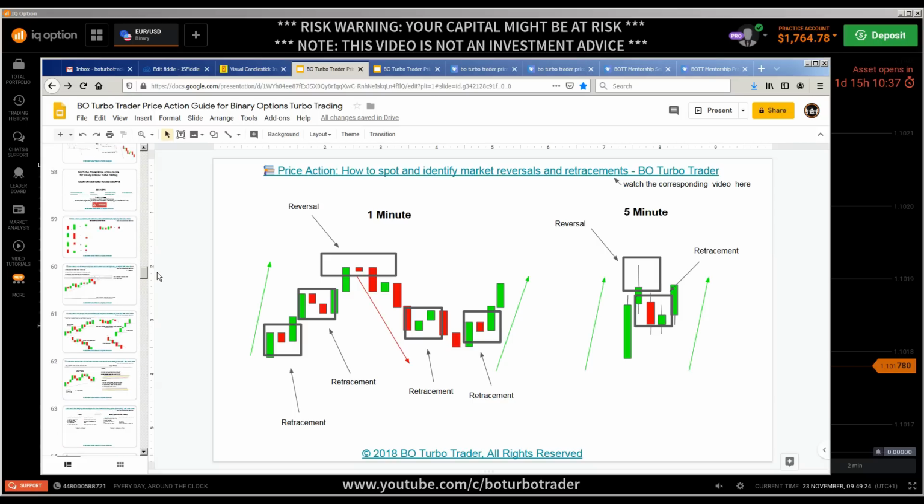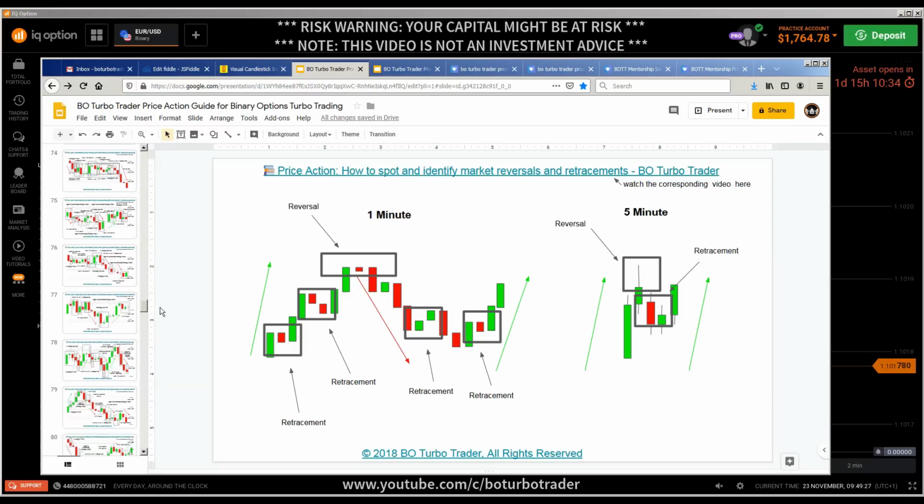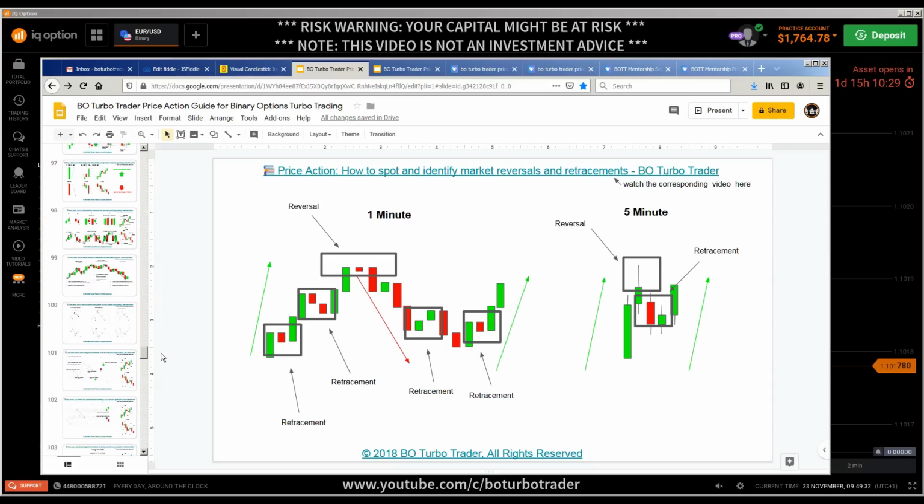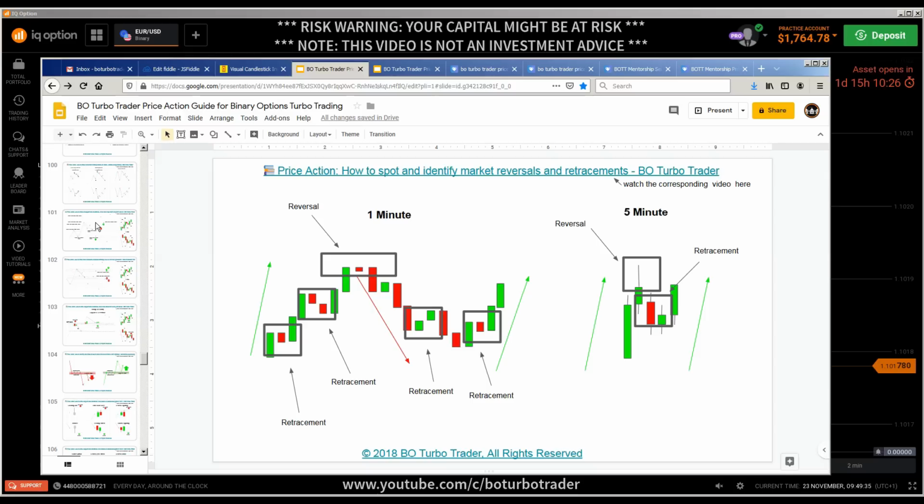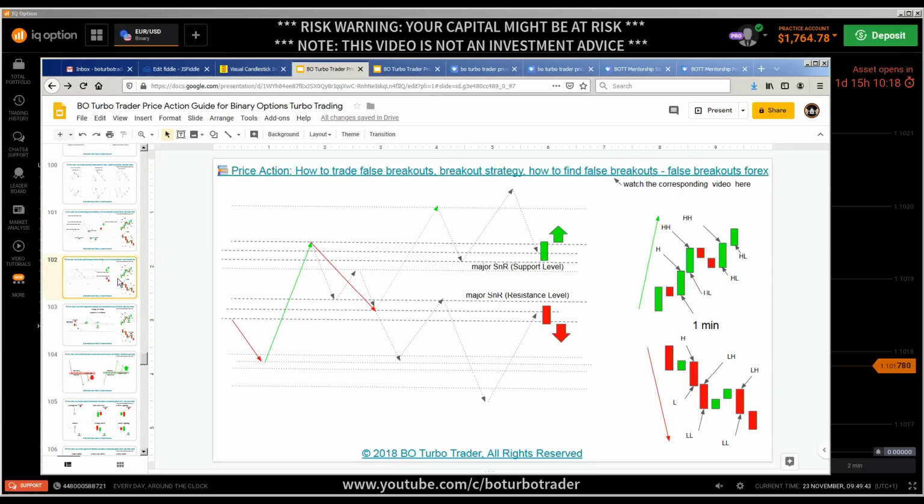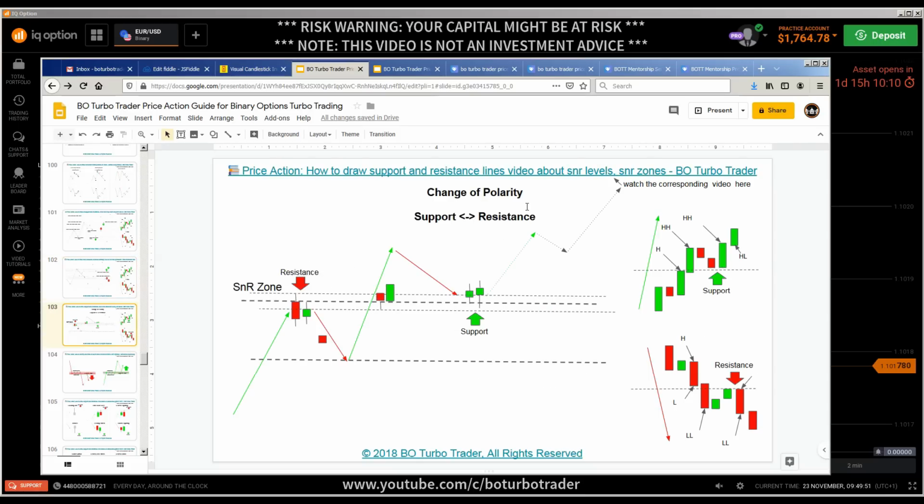Let me see if I can find it. There are so many pages, and I do not find this, and you see I'm always trying to connect everything. So here is the 101: how to trade at support and resistance, minor and major support and resistance. Then we have how to trade false breakouts, breakout strategy, how to find false breakouts, and then the last one, the change of polarity: support becomes resistance. Today we are going to the next level, and we are going to talk about how to trade and identify buyer's zone and seller's zone, support and resistance strategy, candlestick psychology.